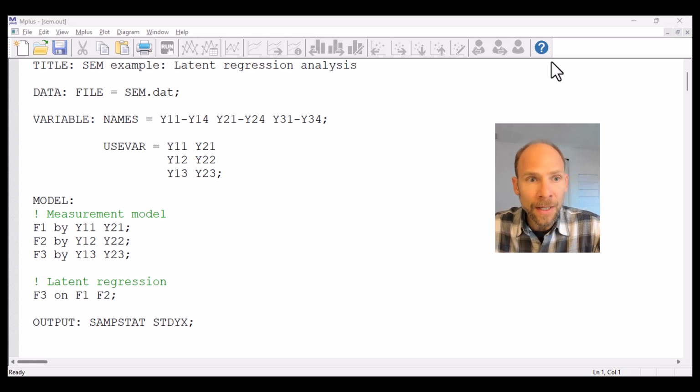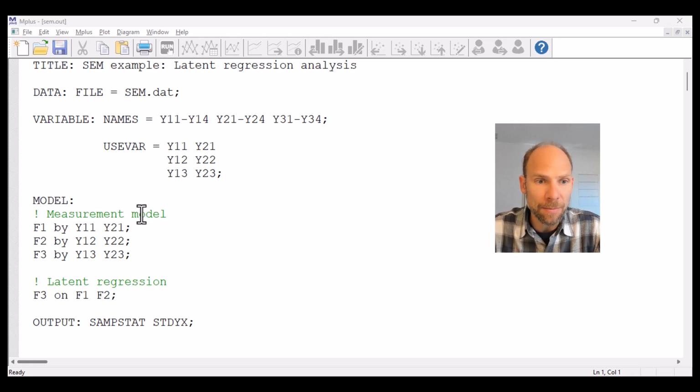In this example here, I have a latent regression analysis, meaning I have a structural equation model where a latent variable is predicted by two other latent variables. It's a relatively simple structural equation model without an indirect effect or a mediator variable. In this case, it's simply predicting a single outcome by two other latent variables, and each latent variable here is measured by two indicators.